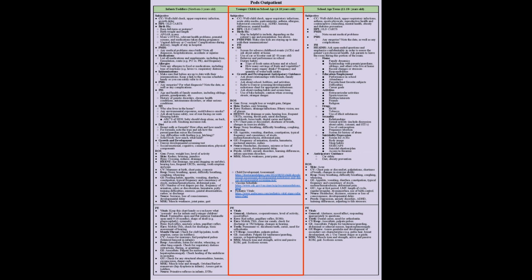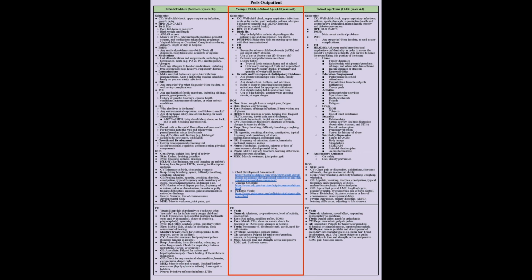Some anticipatory guidance that you can add in: you can ask about relationships with friends, family members, ask about school, hobbies, activities, again referring to developmental milestones when asking parents about that. You can ask about reading habits and screen time, making sure it's less than 2 hours a day, preferably less. Use of bike helmets and caution when crossing streets, and stranger danger. That's always a good one too.